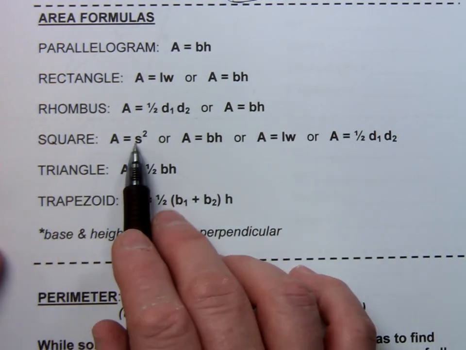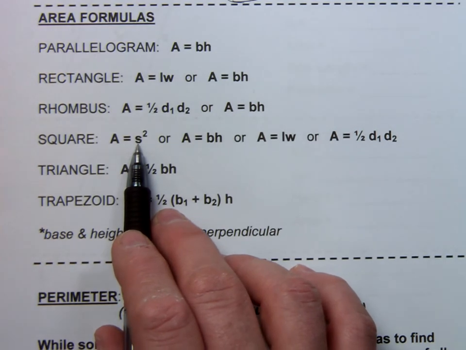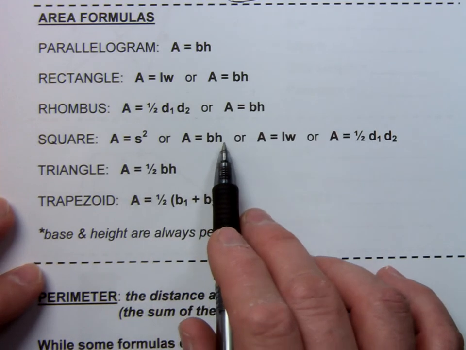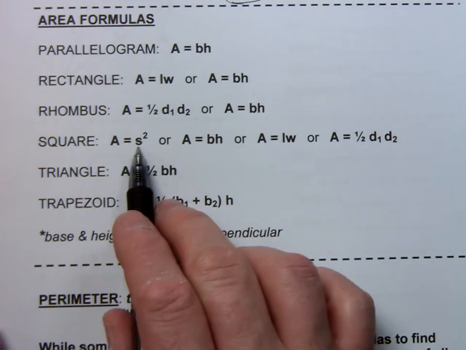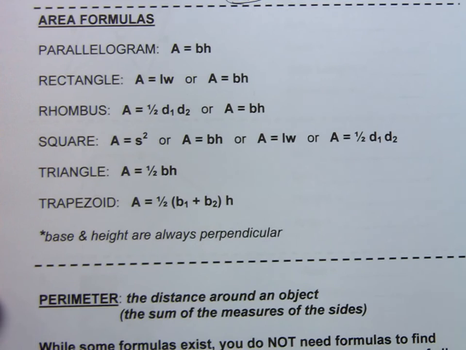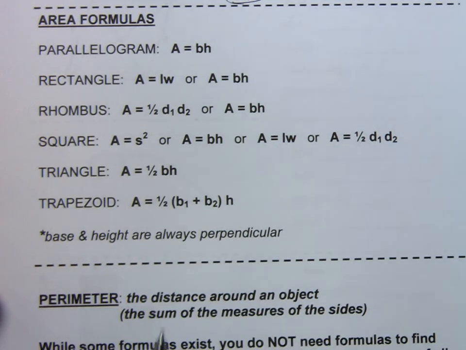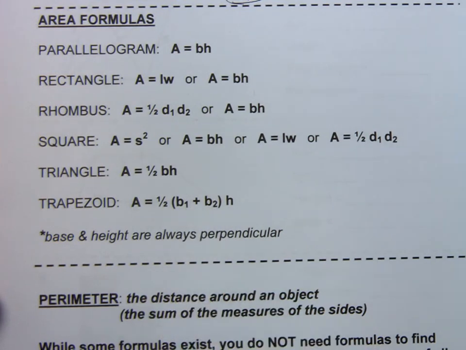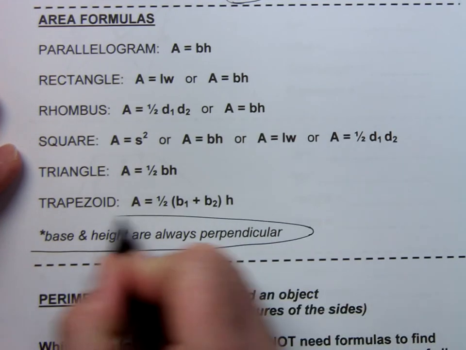And then for a square, you can just do side squared. Now a square is a type of parallelogram, rectangle, and rhombus, so you can also use the formulas for parallelogram, rectangle, or rhombus as well. So again, it just depends on the information they give you, but most commonly we'll just do side squared for a square. For triangle, it's 1/2 times base times height, and for trapezoid, it's 1/2 times the sum of the bases times the height. And this right here is a very, very important piece of information.